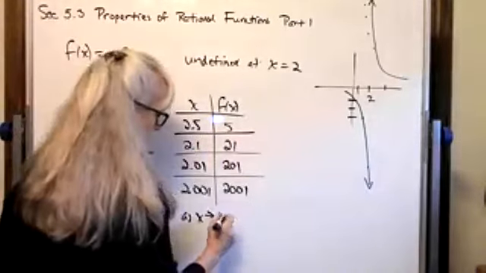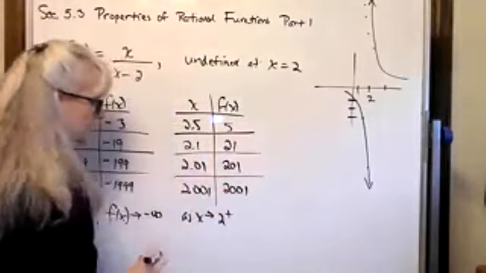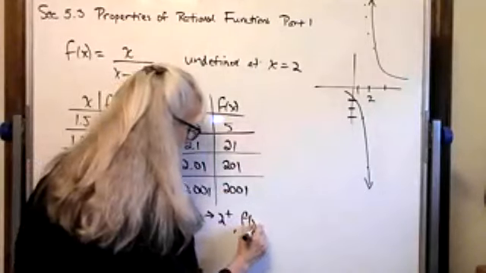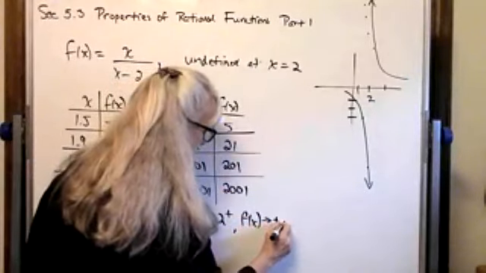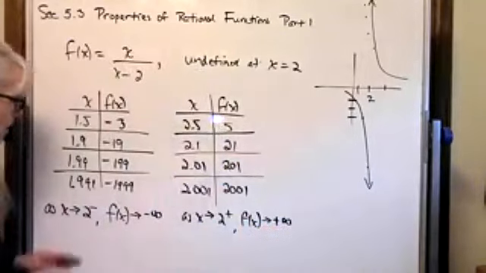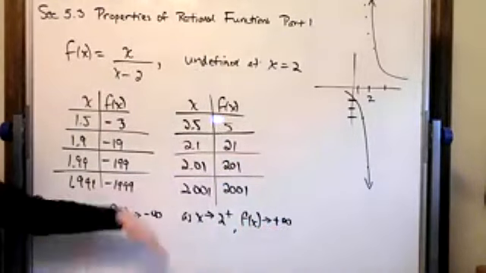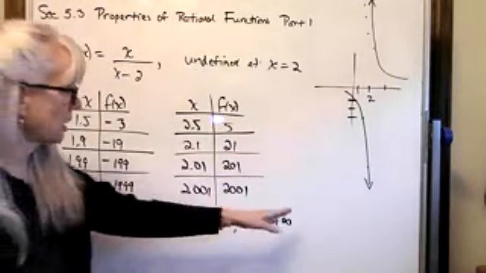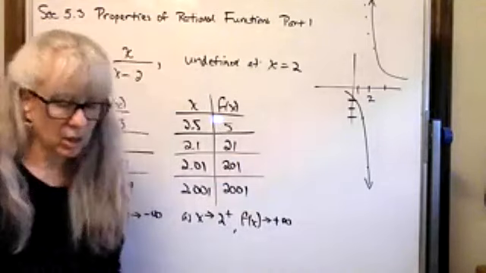This guy is coming in from the right. So it's coming in from the right-hand side. We can say that f of x is approaching positive infinity. So on the left side, as we come in from the left, it's going down. And on the right side, as we're coming in, it's headed up. So the conclusion is there in the box.